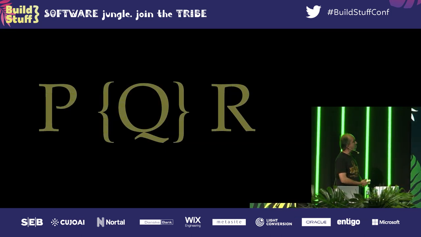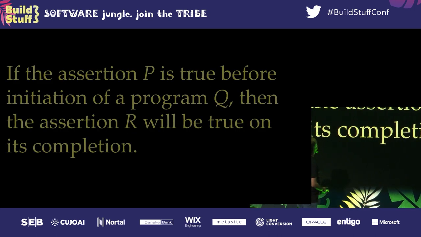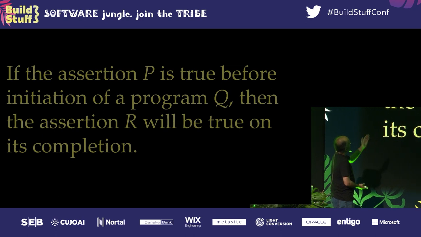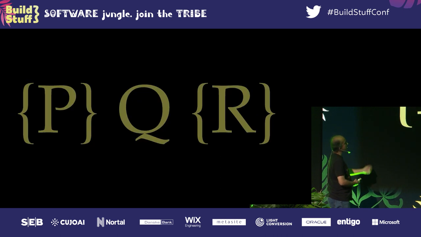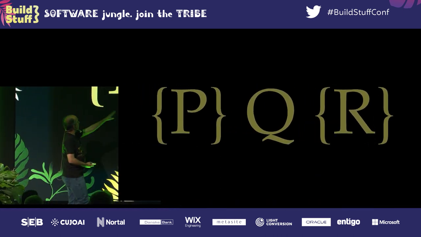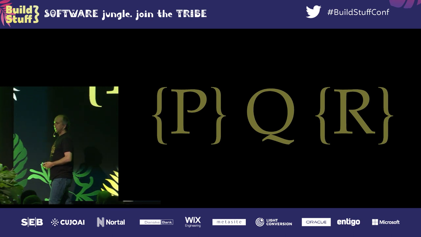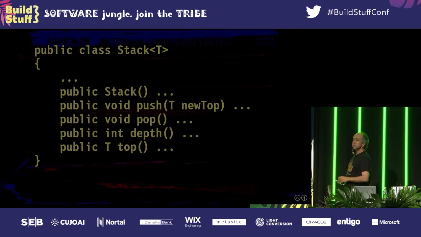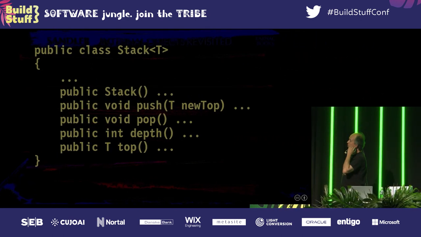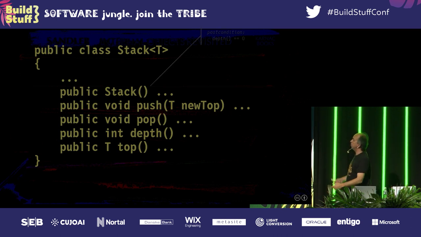Now, the notation that he used in the original paper is this, P Q R. He said, if the assertion P is true before initiation of a program Q, then the assertion R will be true on its completion. These days, we use slightly adapted notation: precondition, action, postcondition. That's where all this comes from. We can apply this kind of reasoning to stack. And this gives us what has become known as the programming by contract model, which was contrived in the 1980s by Bertrand Meyer, but it is basically just Hoare's work, or formal methods work, applied to regular code.